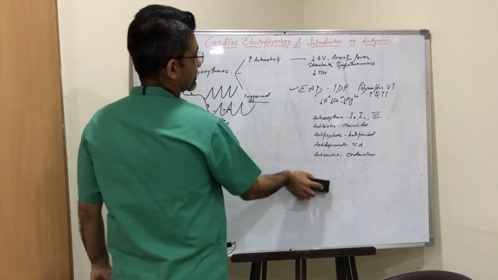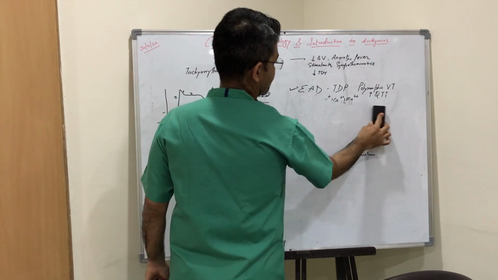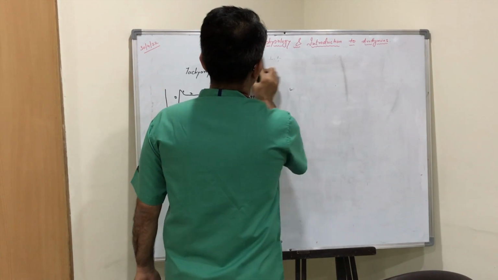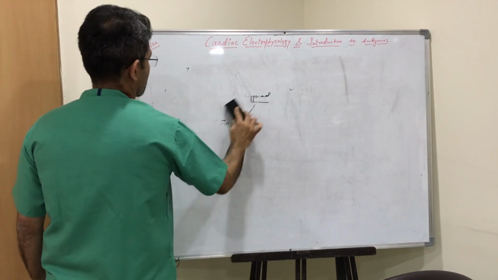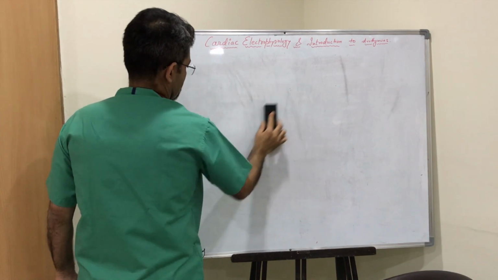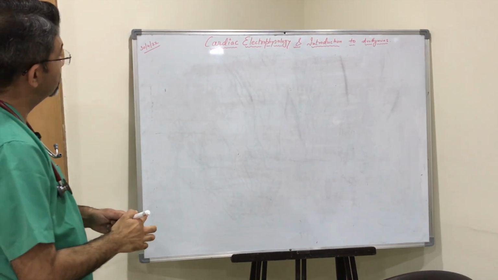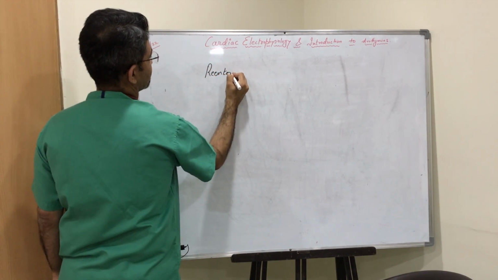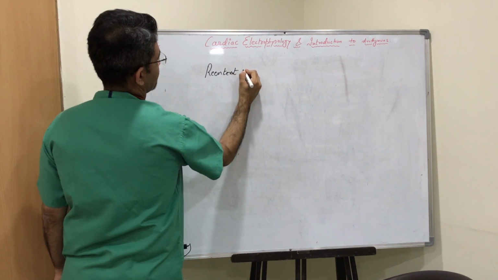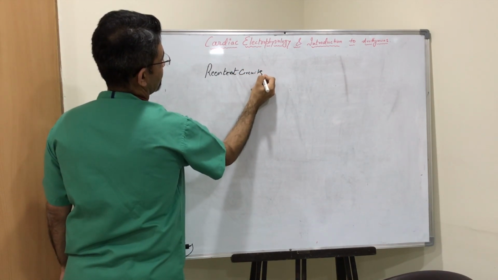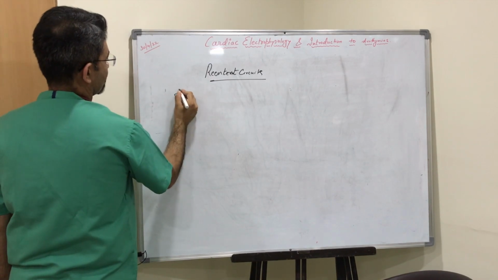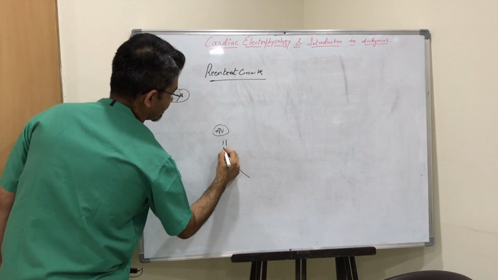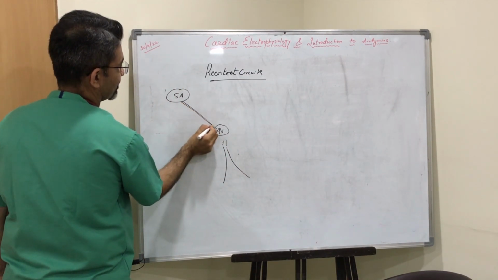Now we'll come to reentrant. Just pay attention to reentrant. This will be the last thing which we'll be talking about in this lecture. It's very important. Reentrant circuits. The name itself is suggestive that you have the SA node, you have the AV node, you have the bundle of His, and you have the left bundle and right bundle. So this is a common pathway.